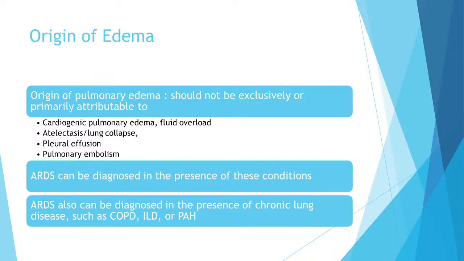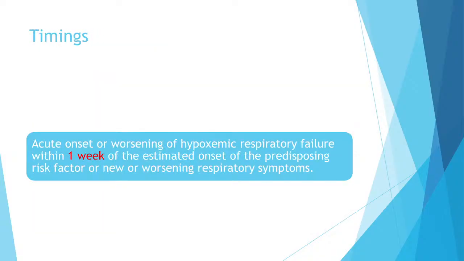Similarly, it's not like a patient with COPD or ILD can never have ARDS. If the patient has an acute onset respiratory distress with a precipitating risk factor that has worsened in 1 week, that you think is not primarily caused by the underlying condition described here, it can still be ARDS. So the timing, they haven't changed the timing, that is acute onset or worsening of hypoxemic respiratory failure within 1 week.